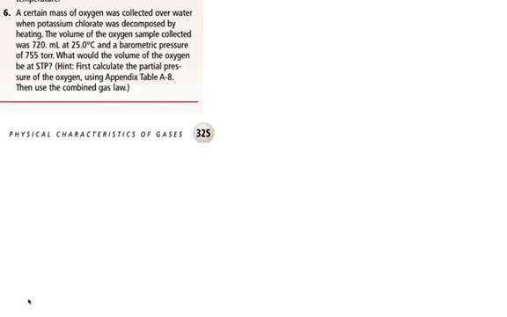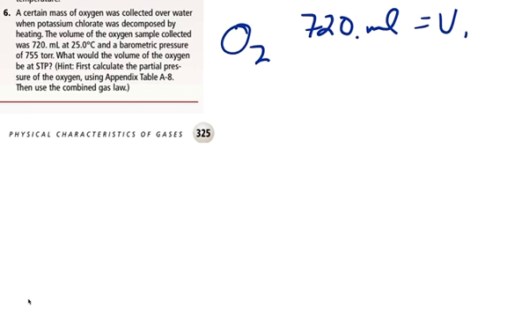Last one I want to do here with you is number 6. It says we have a certain mass of oxygen collected over water when potassium chlorate was decomposed by heating. Okay, so we have a mass of oxygen. Remember, oxygen is O2, by the way. The volume of the oxygen sample collected was 720 milliliters. So 720 milliliters, that's my volume.